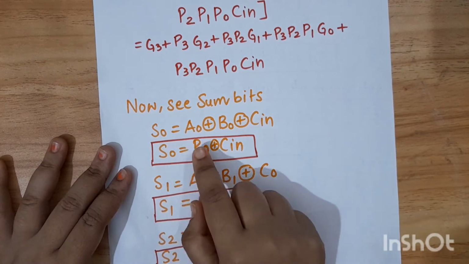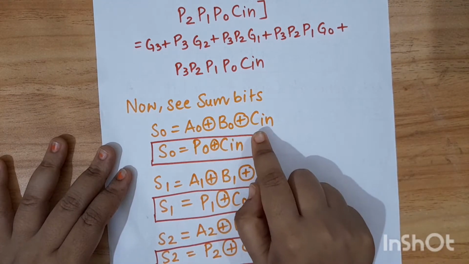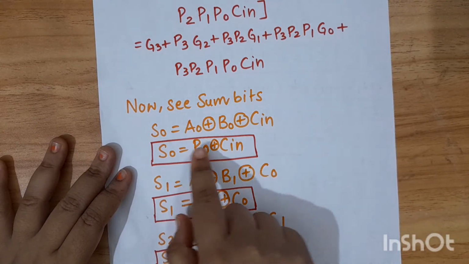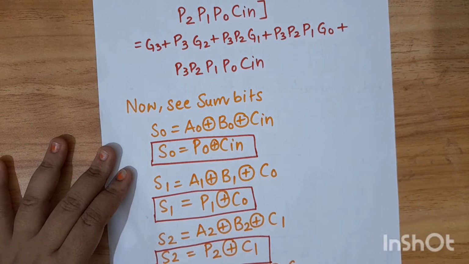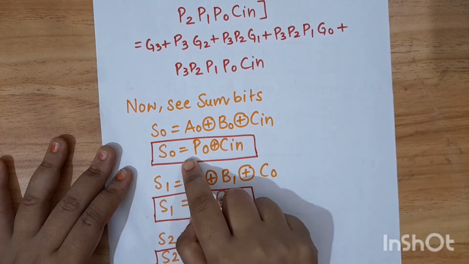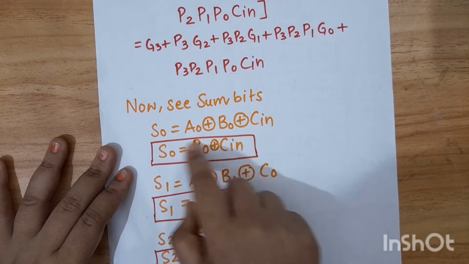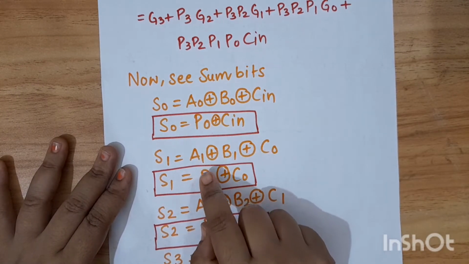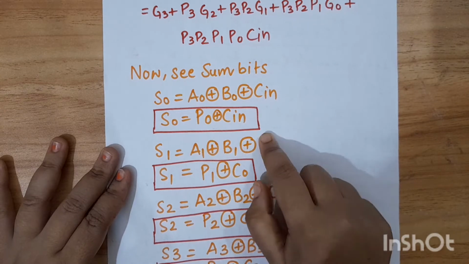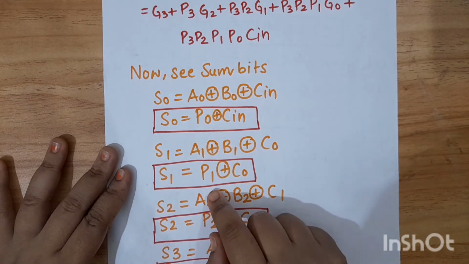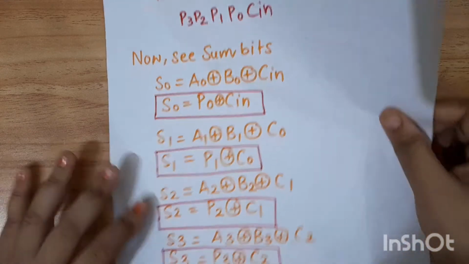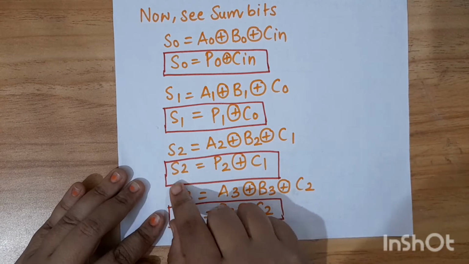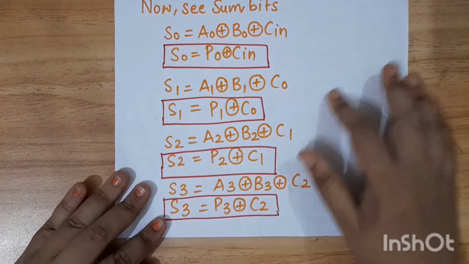So S0 is equal to A0 exclusive or B0 exclusive or Cin. Even for a single bit full adder, sum bit is actually the exclusive OR of all the bits. So S0 can be written as A0 exclusive or B0 is P0, so P0 exclusive or Cin. S1 is equal to A1 exclusive or B1 exclusive or C0. So S1 is equal to P1 exclusive or C0. S2 is equal to A2 exclusive or B2 exclusive or C1. So S2 is written as P2 exclusive or C1.